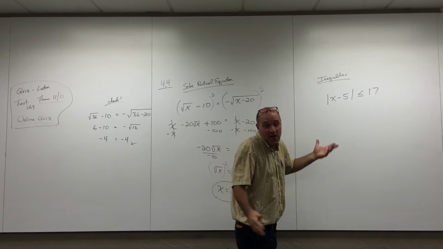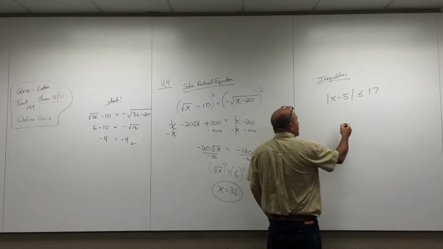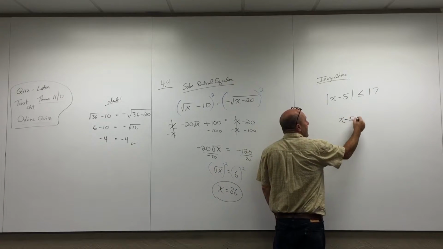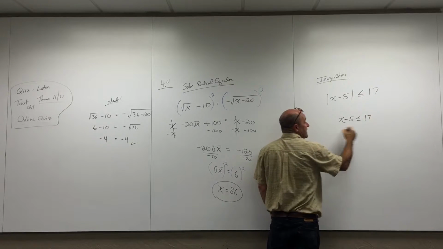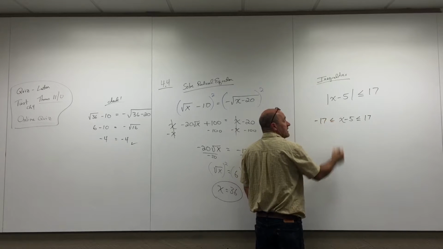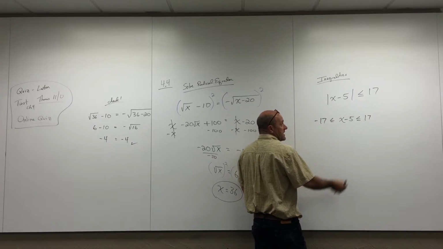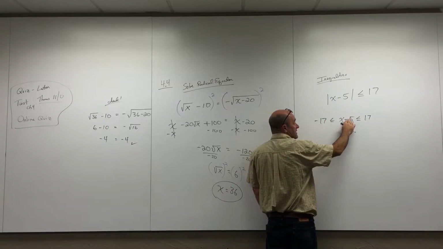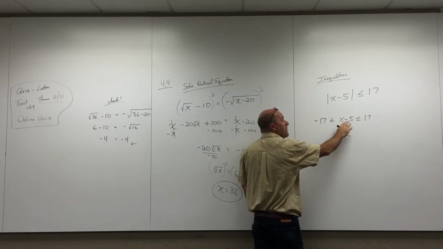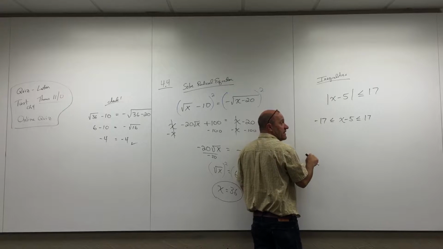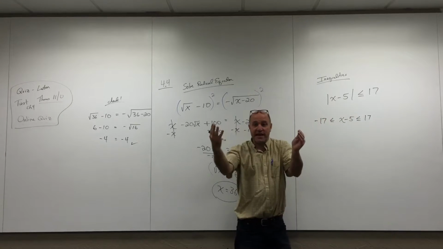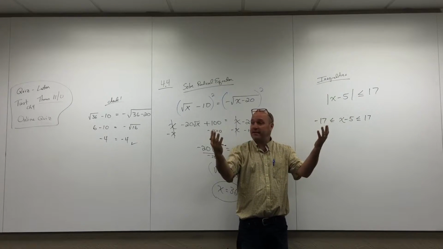The prescription to solve this is this. Take it out of absolute value and sandwich it in between 17 and negative 17. What I just did there was I took this out of absolute value and said it's less than or equal to 17, but at the same time, it's greater than or equal to negative 17. I feel like I made a sandwich between 17 and negative 17.